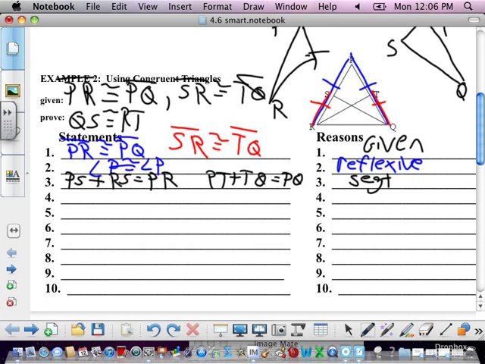Okay, what do we know about PR and PQ? So look at the given. What do we know about PR and PQ? PR is congruent to PQ. See, PR is right here, and PQ is right here. We're going to set the rest congruent to each other. What is that called? When I take something out and put something in? Substitution. Like a substitute teacher, Emily.